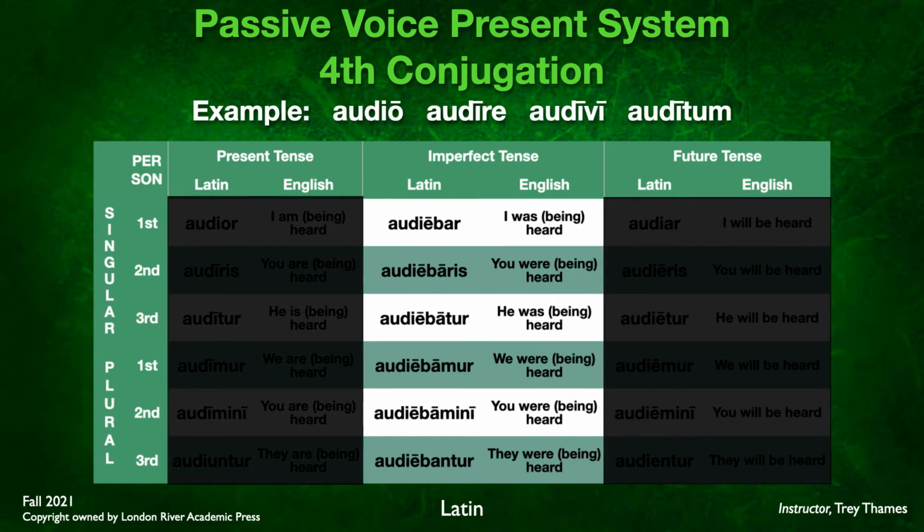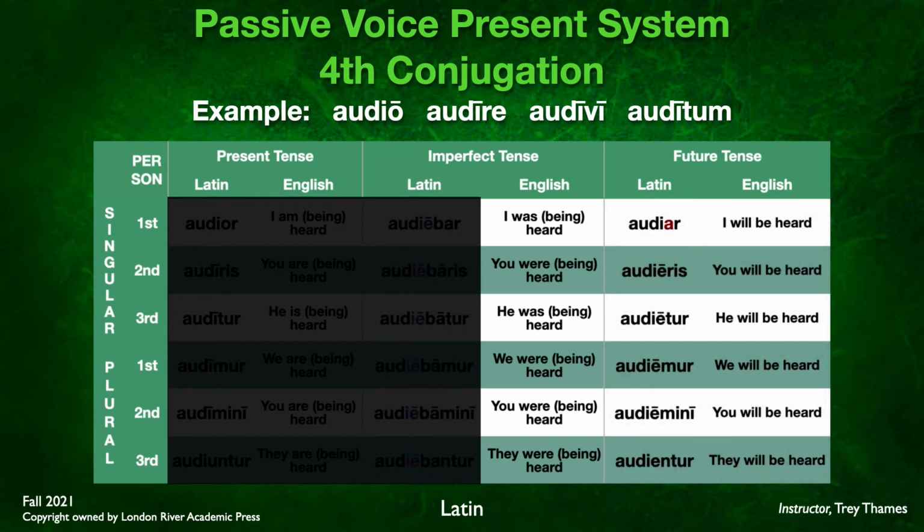We're going to take that audī infinitive, drop the infinitive ending from the second principal part, and it's audī, but notice we're going to add the E here, and we already saw this, so it's audiē. We have an IE vowel connection throughout all the forms here in the imperfect, and we add the imperfect passive endings: bar, bāris, bātur, bāmur, bāminī, bantur. So you end up with audiēbar, audiēbāris, audiēbātur, audiēbāmur, audiēbāminī, audiēbantur. I was heard, you were heard, he was heard, etc.